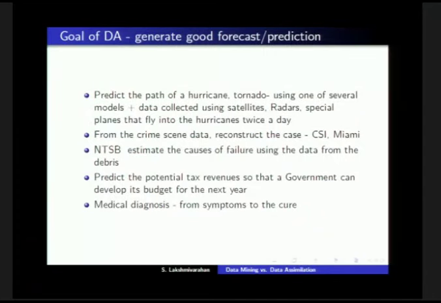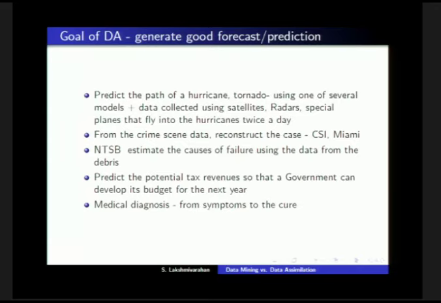NTSB, that's the National Transportation Safety Board, is a big agency in the United States. What is their role? If there is a train accident, a bus accident, or a plane accident, they come and cordon off the area, they collect the data, they try to recreate it to assess what may have happened. Is it a human error? Is it a machine error? Is it a design error? And so on and so forth. That's detective work. That's data mining work.